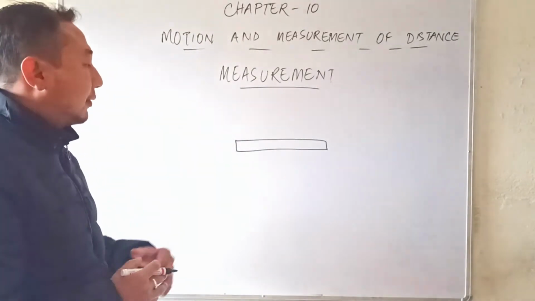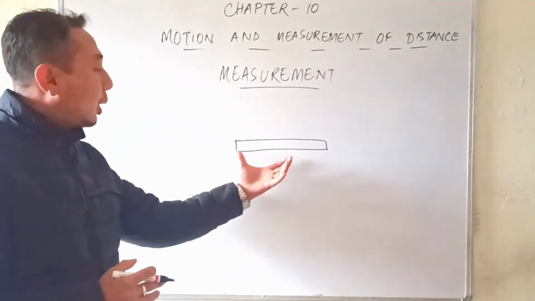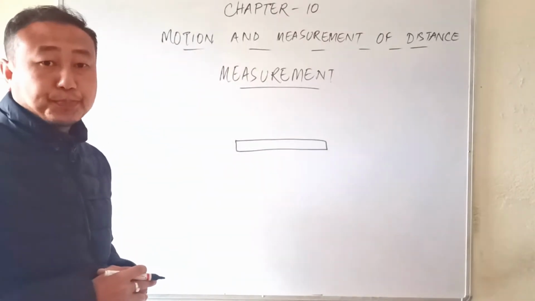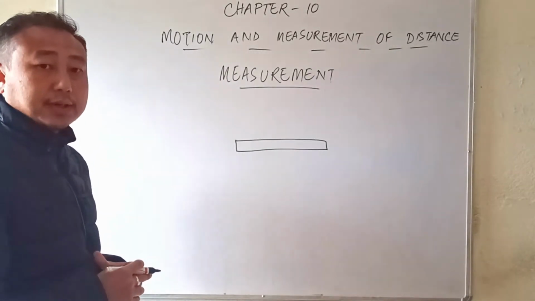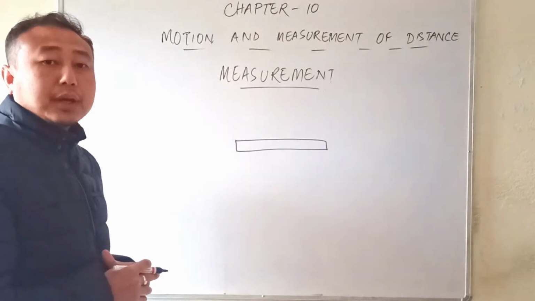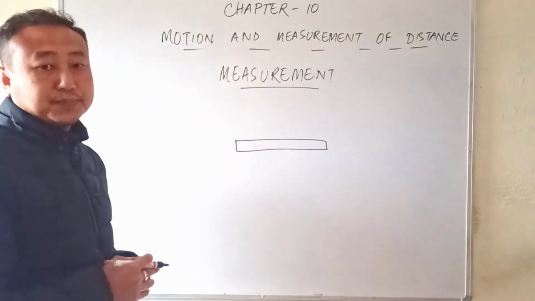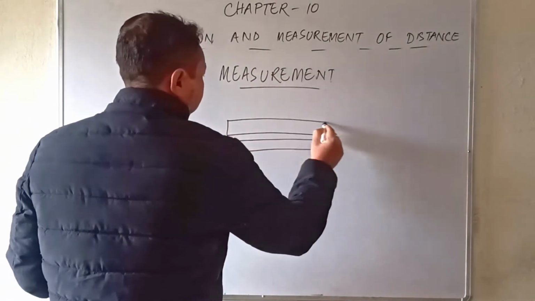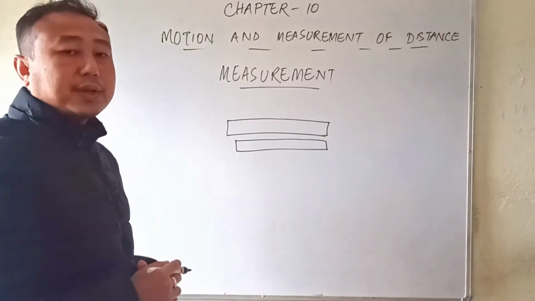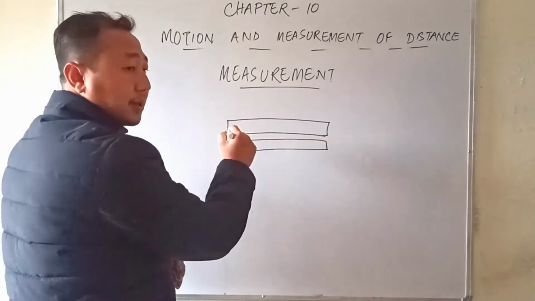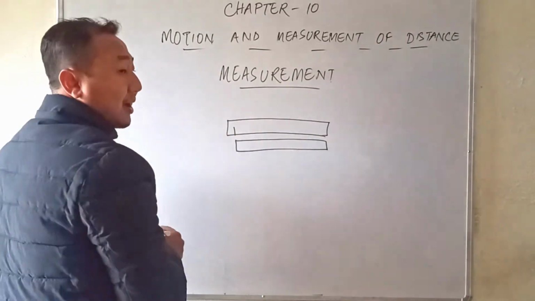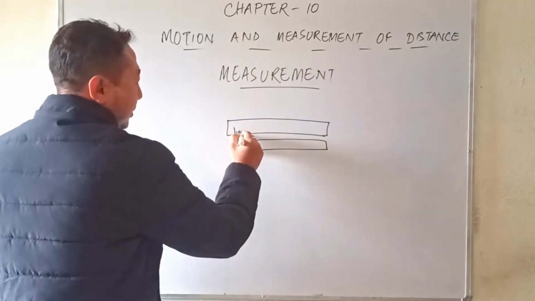Suppose we think of measuring the length of this object. I have drawn a rectangle to represent an object. In order to measure the length of this object, we can use a measuring scale. A measuring scale has different markings on it. Some of the markings are long while some are short.